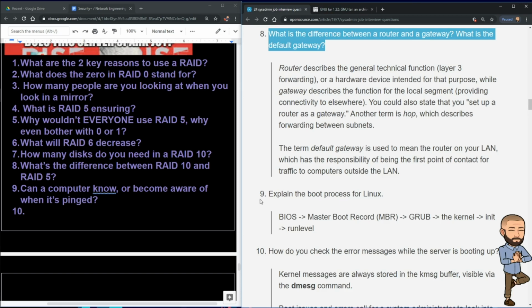Okay, let's focus. This will be our last question, so I will have another part to the middle or medium questions, that is. So here's our last one. What is the difference between a router and a gateway? What is the default gateway?